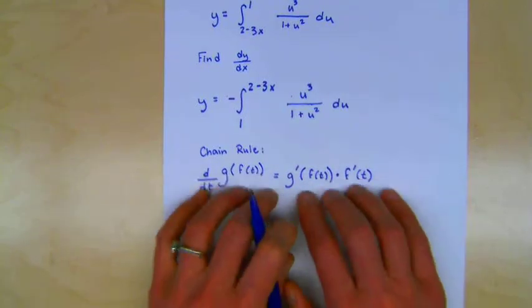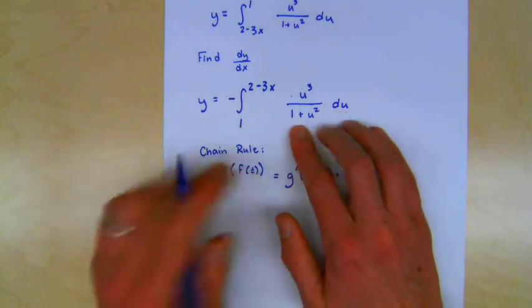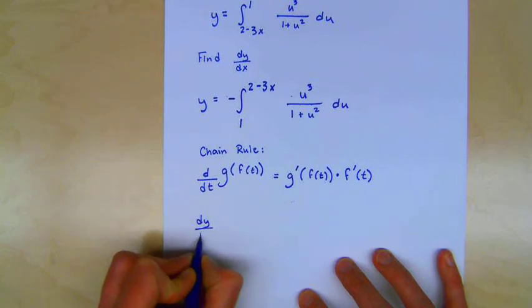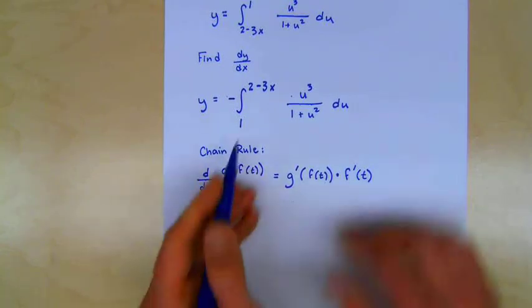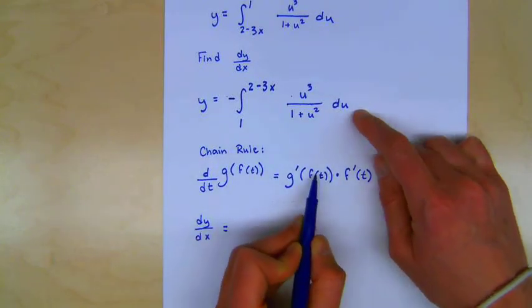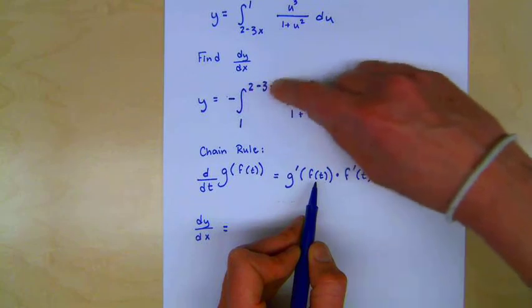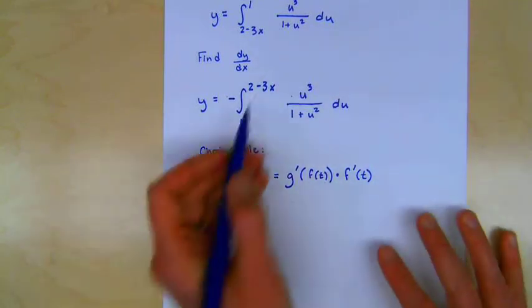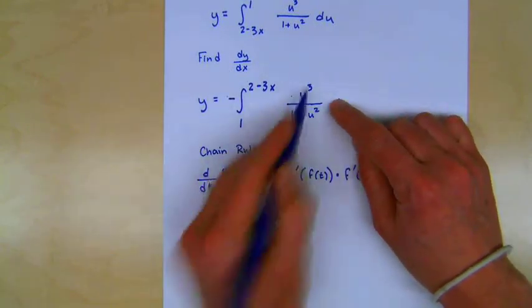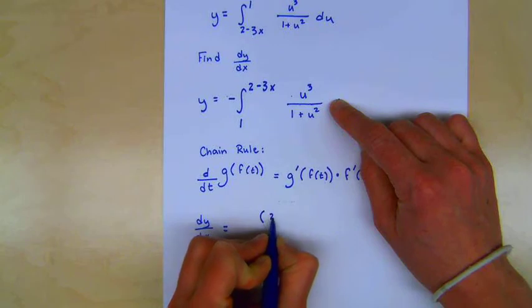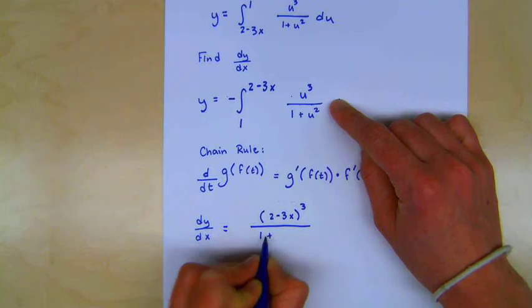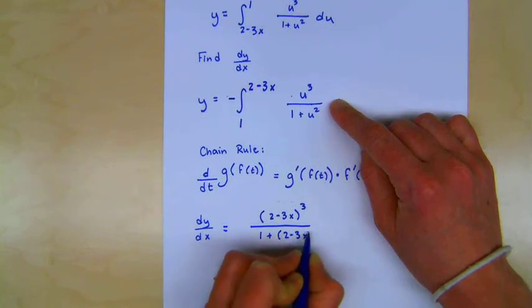And we're going to apply exactly that idea when we take the derivative of this. So when I think about taking the derivative, I'm going to look at dy/dx. That's going to be the derivative of the outside function evaluated at our f of t function. In this case, this piece right here is my f of t function. So when I take the derivative, we know by the fundamental theorem of calculus it's just the inside part. So I'm going to end up with (2 minus 3x) cubed over 1 plus (2 minus 3x) squared.